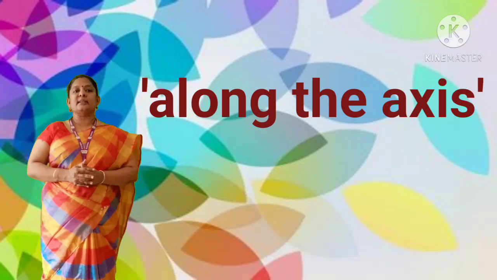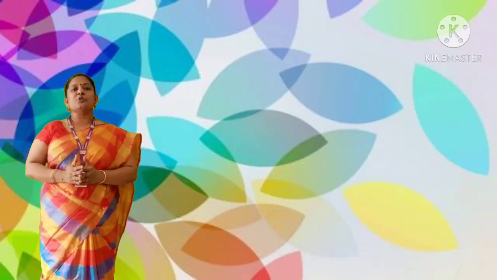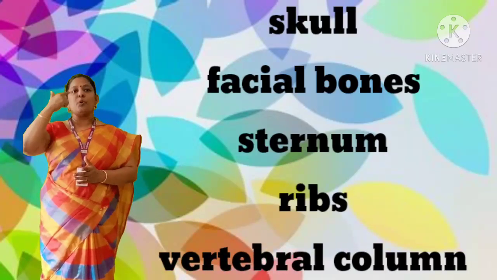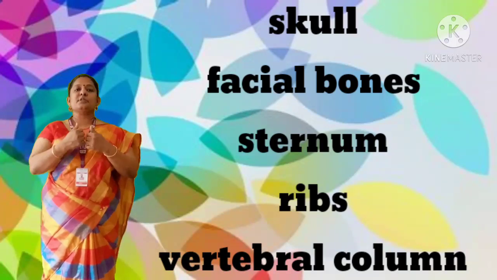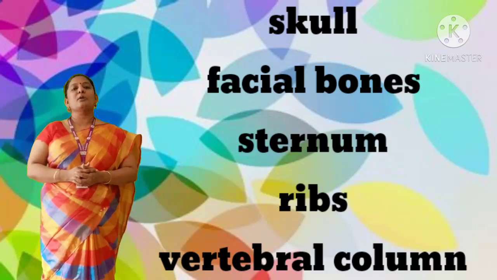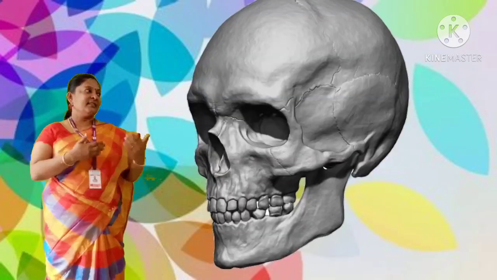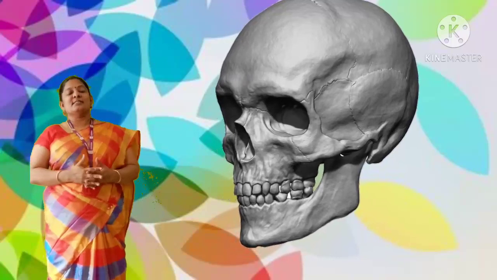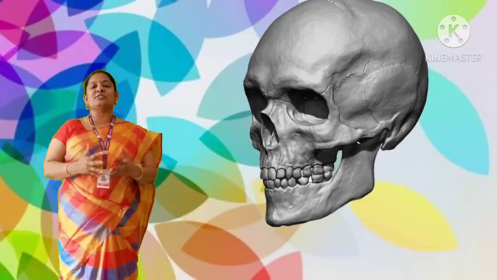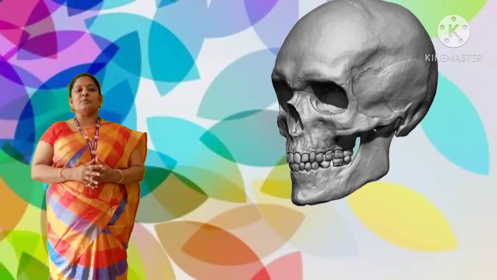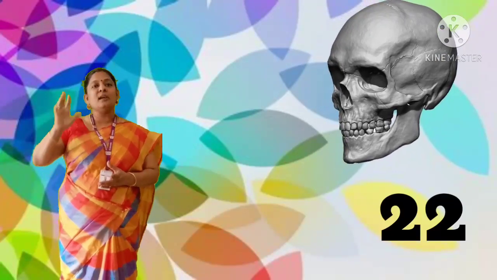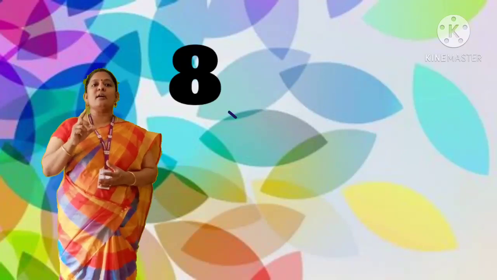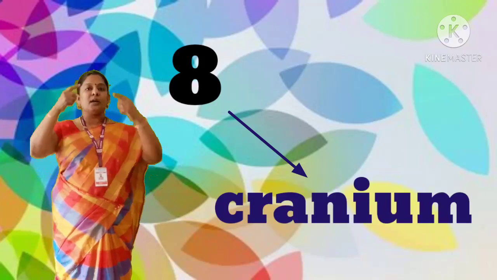The axial skeleton consists of the skull, facial bones, sternum, meaning chest bone, and ribs, then the backside vertebral column. See the skull, it is a hard structure made up of small bones. It is formed by 22 bones. How many bones are present in our skull? 22. Out of which 8 bones are fixed together to form the cranium.